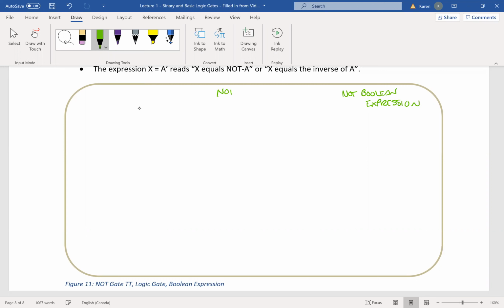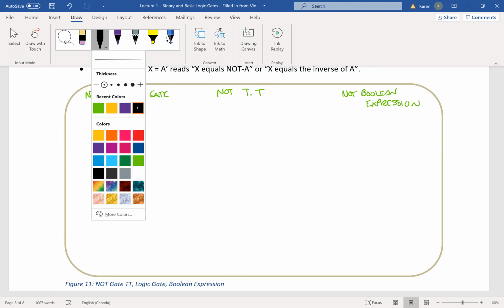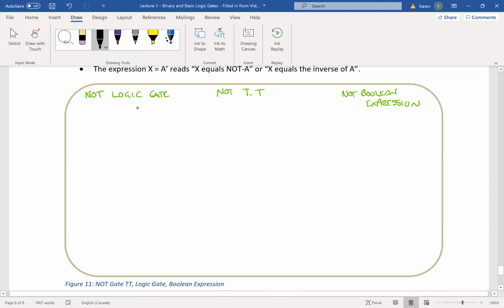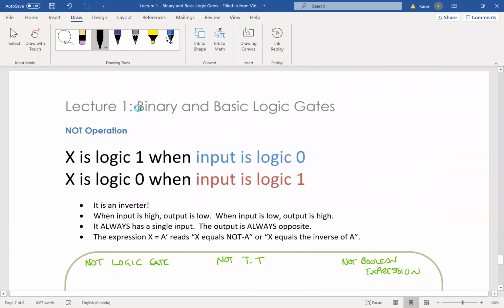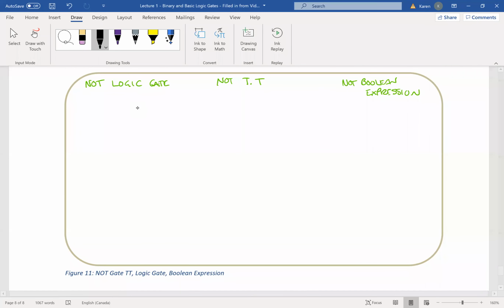Let's write the NOT truth table. And let's write the NOT logic gate. So when we're doing drawings and we're showing that there is an inverse logic gate, an inverter or a NOT gate, this inverter looks like this.